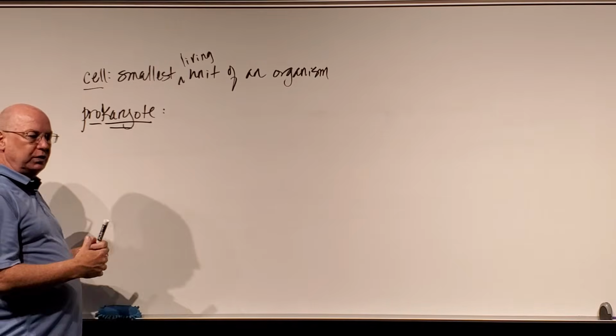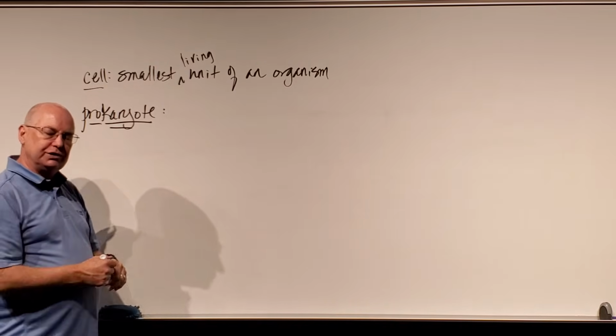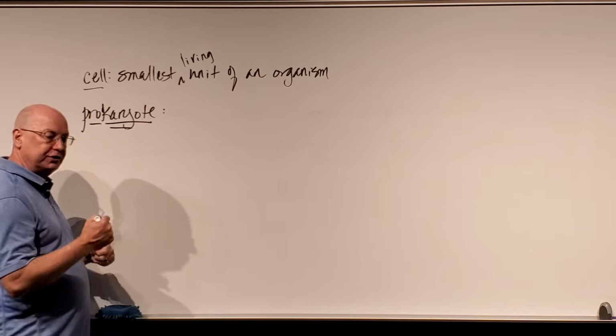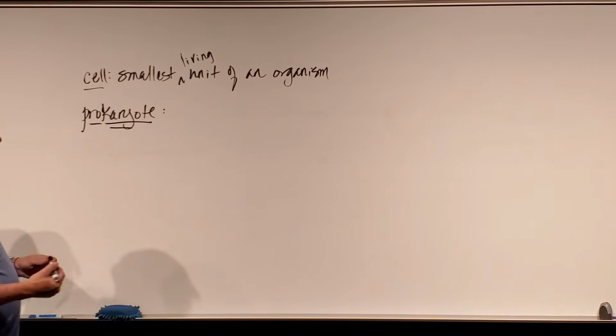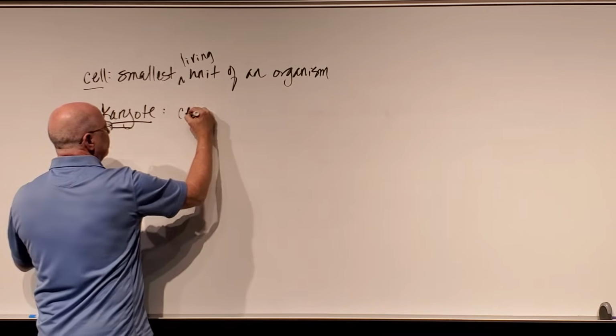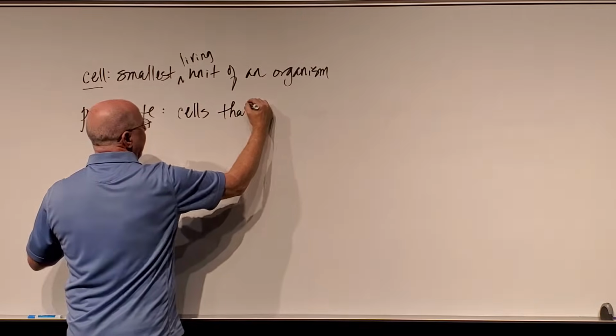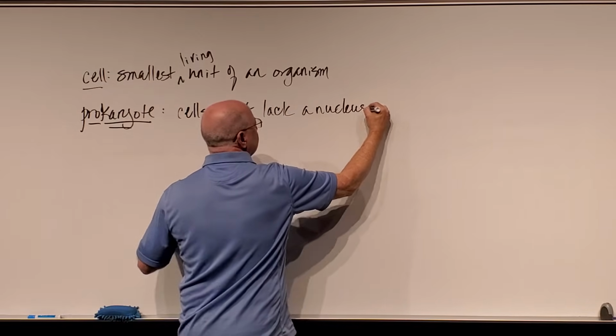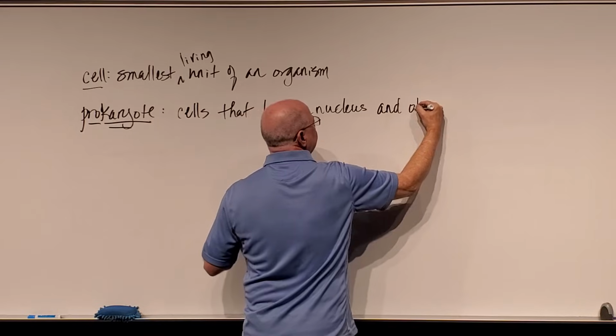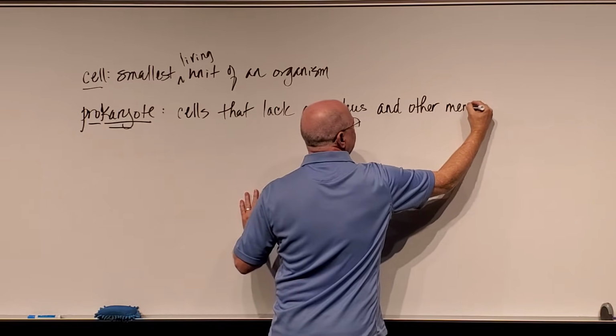So these are what are considered to be some of the older cells in life, and some of the first cells to evolve were called prokaryotes. Now, one way that we define prokaryotes is we define them as cells that lack a nucleus and other membrane-bound organelles.